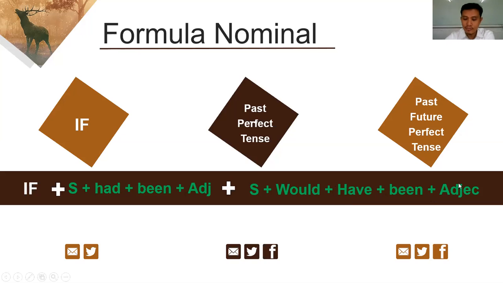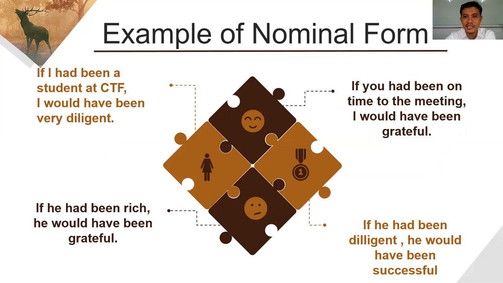Okay. So this is the pattern. I hope you remember and understand. The verb is using been instead of a verb. Instead of a verb, we use been. The next slide. Okay, this is an example.